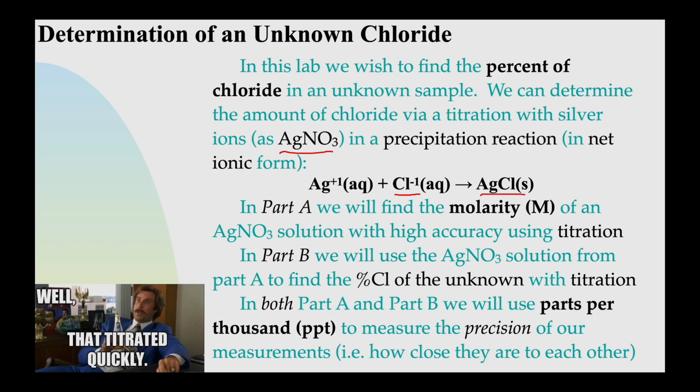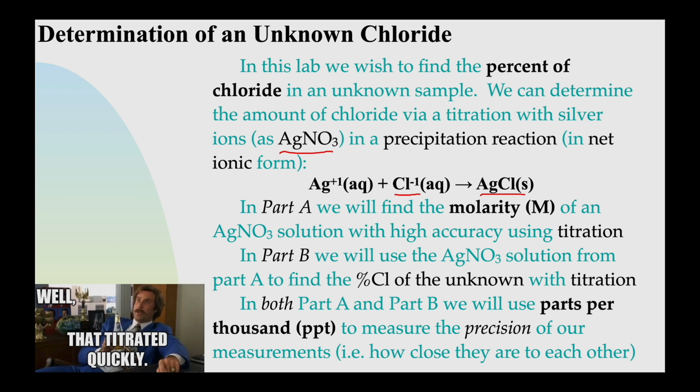All right, the silver nitrate is what we're going to use to find the chloride, and if we have a good value of silver nitrate's molarity, we'll be able to find a good value of the chloride, again using this titration idea. In part B, we're going to use our good value of molarity for the silver nitrate solution to actually find the percent chloride of an unknown, and it's pretty cool.